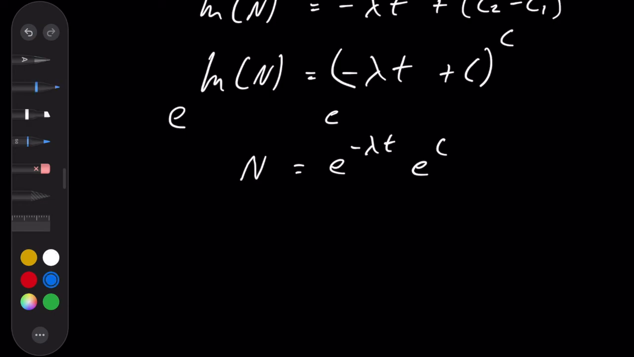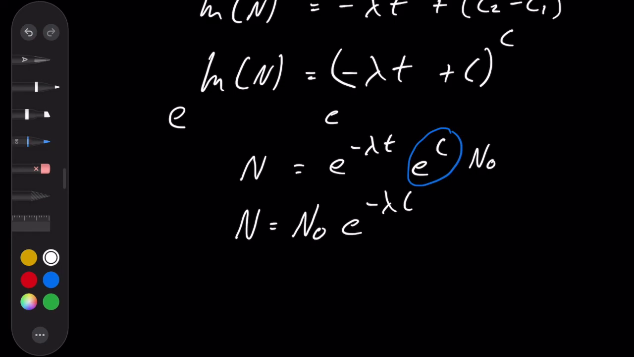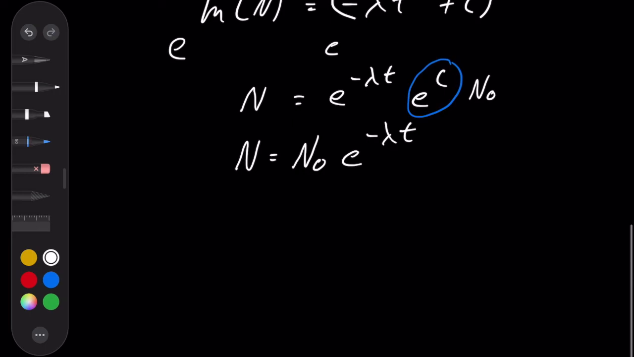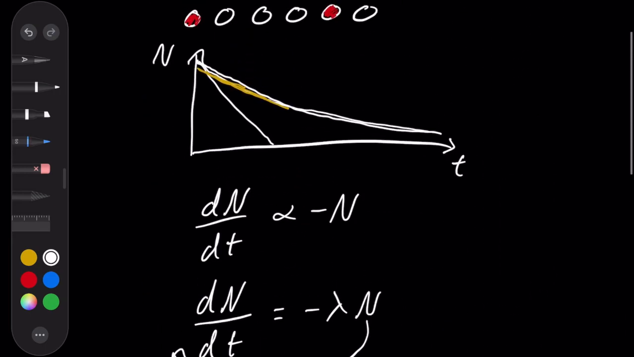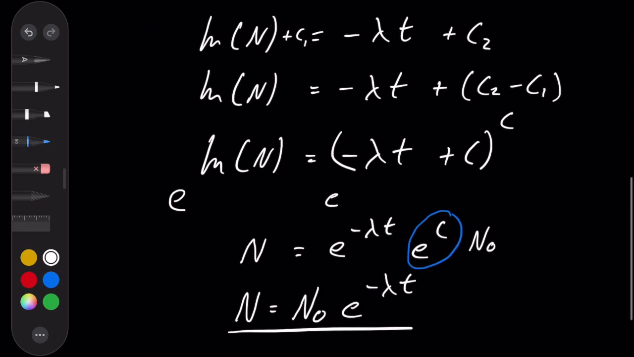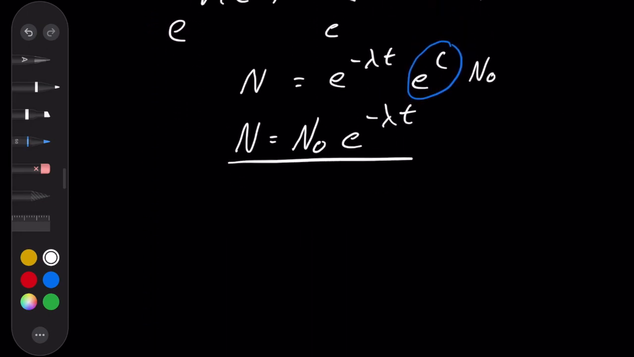Now this thing is just a constant, and it's actually the number of particles that we started with. So I'm just going to call this n naught. So we have n equals n naught e to the minus lambda t. And this is our equation describing this curve that we had right at the start, n versus t. n equals n naught e to the minus lambda t.